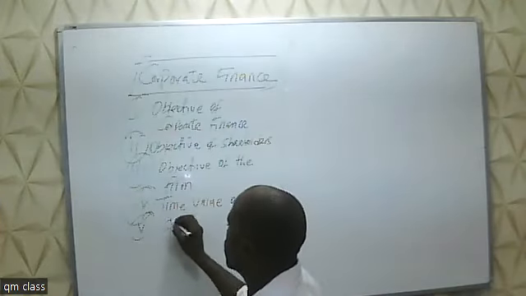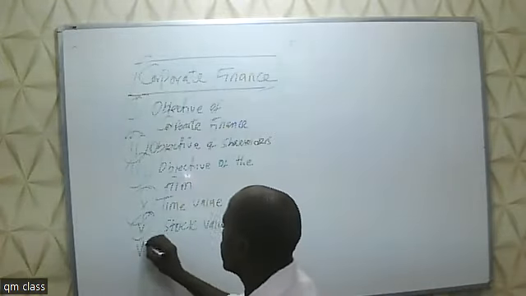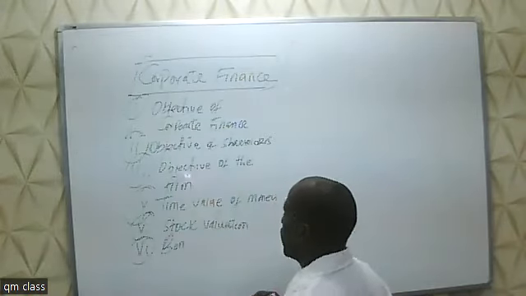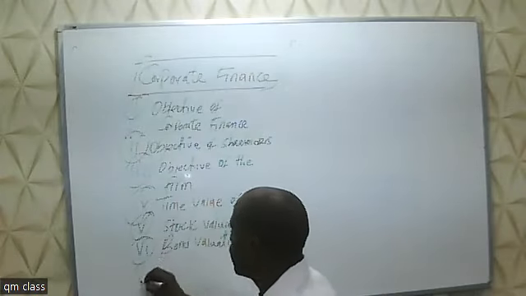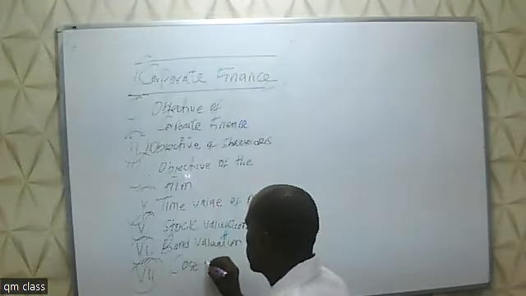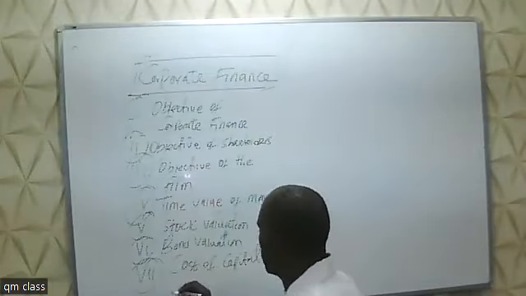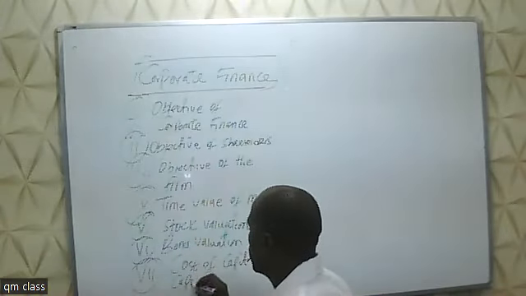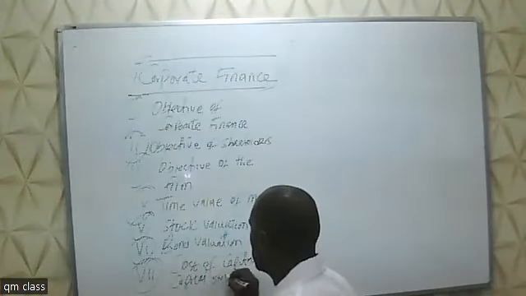Then we get into stock valuation. After that one, we can get down to bond valuation. Then we go for the transfer of capital, which is also called the capital structure of the business. We have this one as the capital structure of the business.